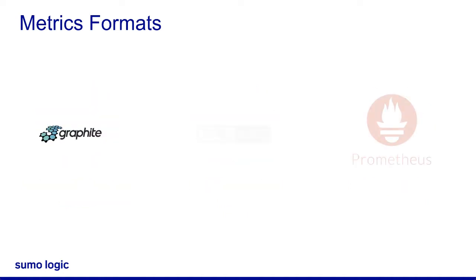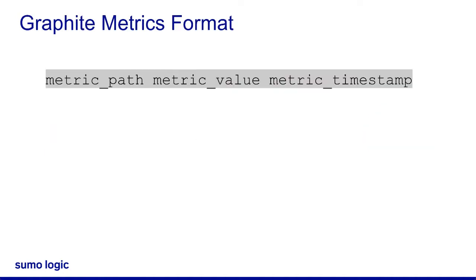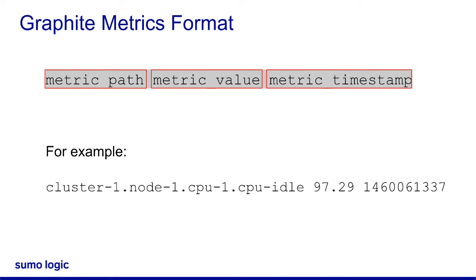Sumo Logic supports Graphite, Carbon 2.0, and Prometheus metrics formats. Graphite metrics are formatted as shown on the screen here, where metric path is a dot-separated string that identifies the thing being measured, metric value is any numeric value, and metric timestamp is a Unix timestamp. Here's an example of the Graphite formatted metric.